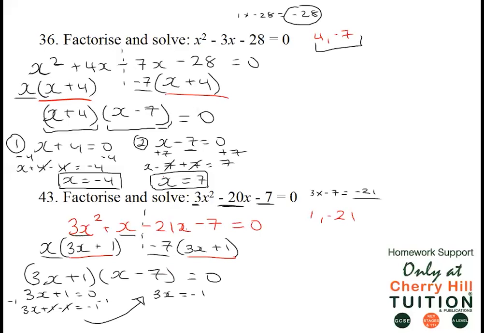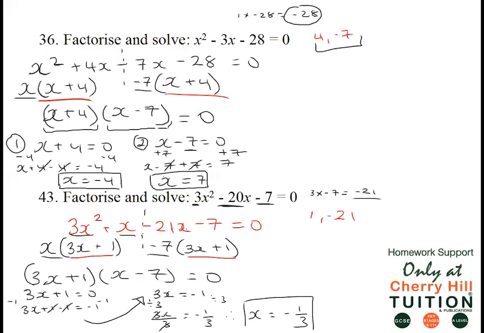And now, because 3 is being multiplied by the x as they are together, we need to divide both sides by 3. So we get 3x over 3 is equal to -1 over 3. So the 3's cancel out, therefore x is equal to -1 over 3. This is our first solution.